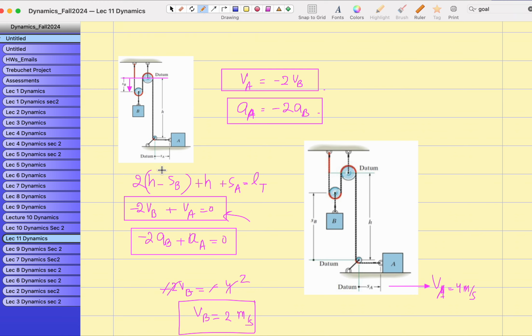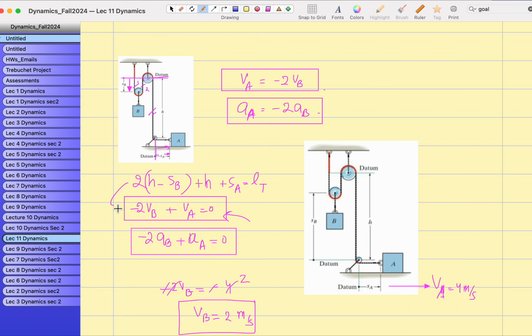You have selected this one as the datum, and then you have selected this is the position of block A. So if I were you, I would take this one. You see, both are equal in lengths, and this is constant, and this is also variable. This one is variable. So what you can do here, you see they are coming twice, 1 and 2. So I wrote down here 2 times h minus s sub b plus the length from the datum to this point, it is h, and then sa is changing length.